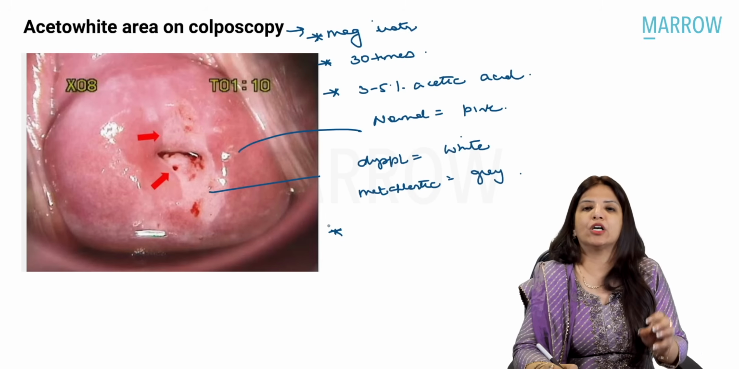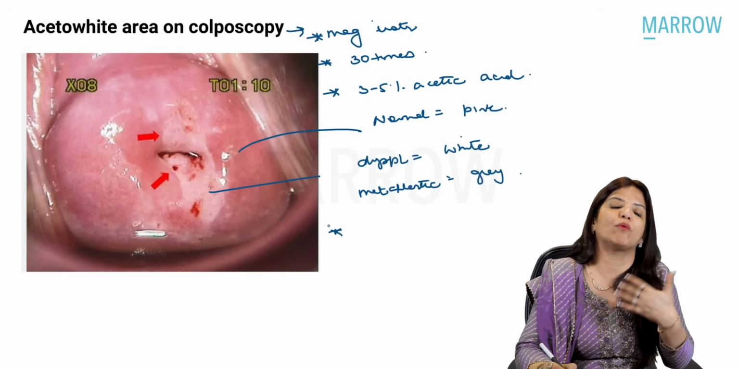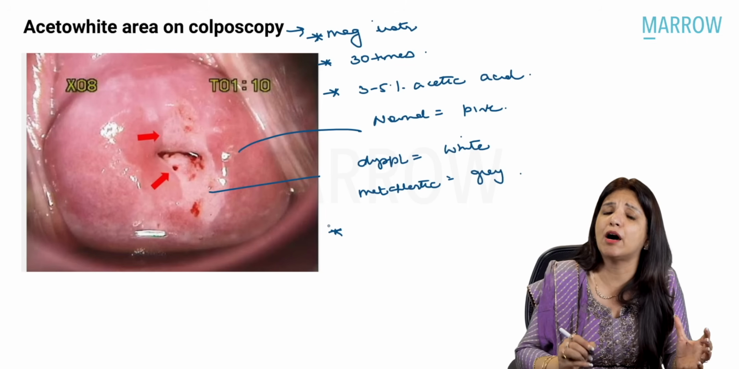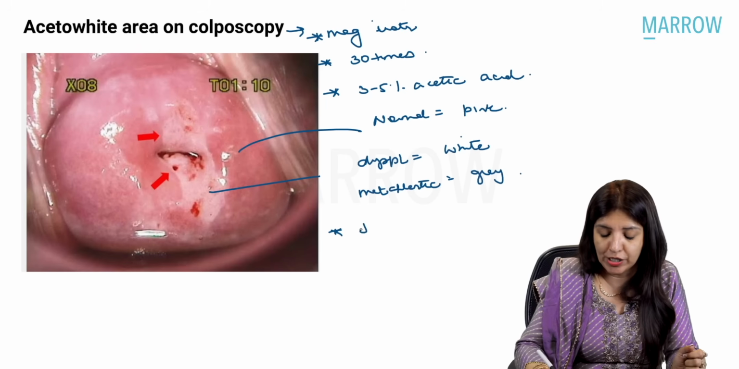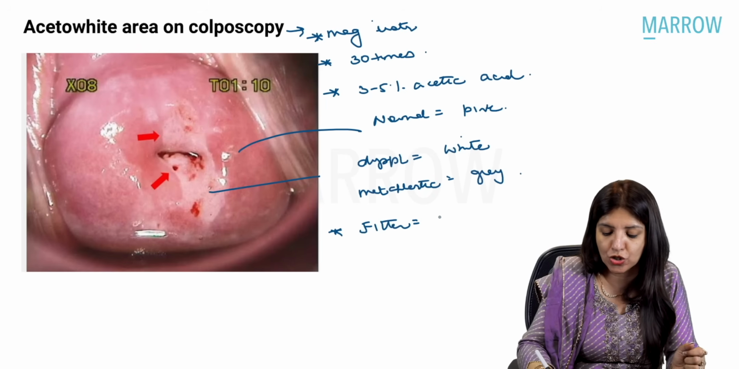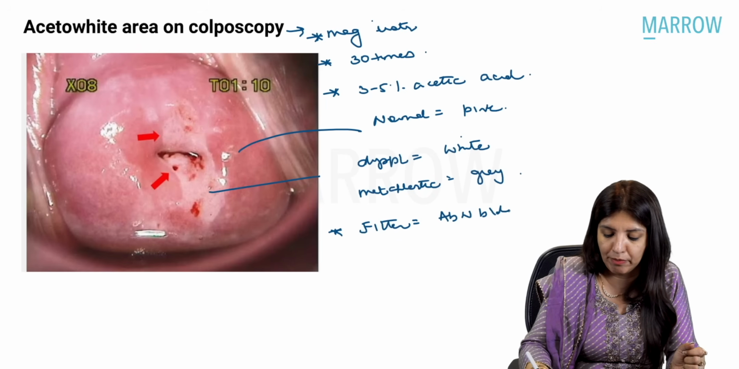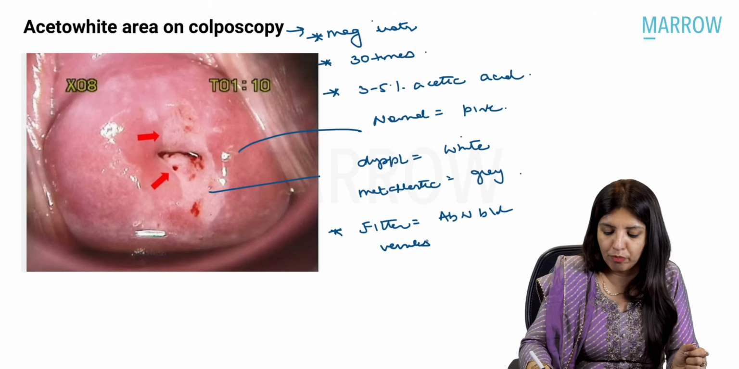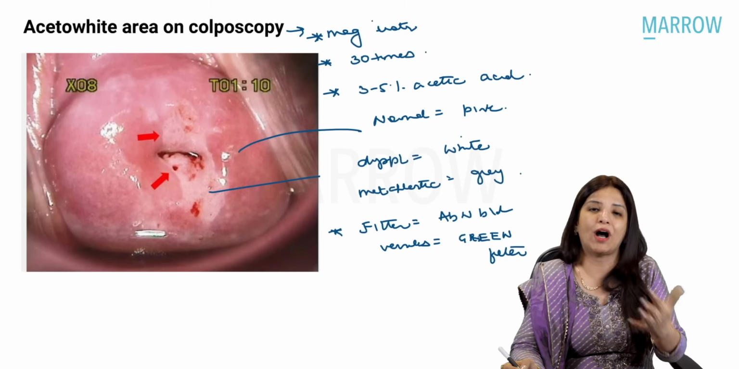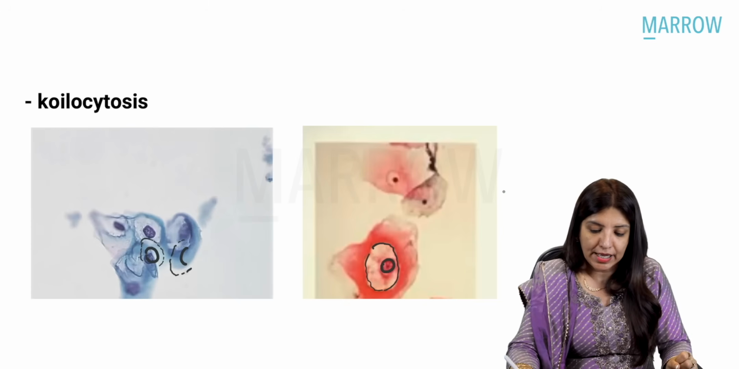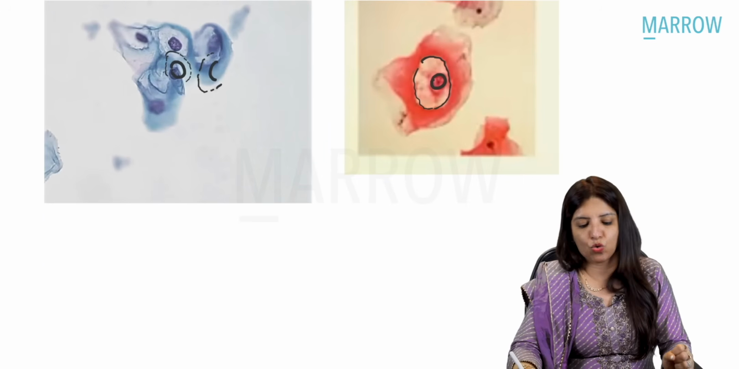Another question which they ask you is that during colposcopy, if I want to see the abnormal blood vessels, which filter should I be using? The filter which is used to see abnormal blood vessels during colposcopy is a green filter. A green filter is nothing but a green light which you have to switch on. Right? Then over here, what you are seeing is coilocytosis.